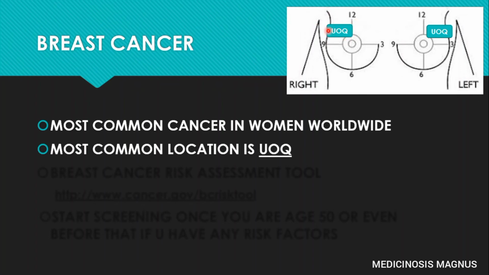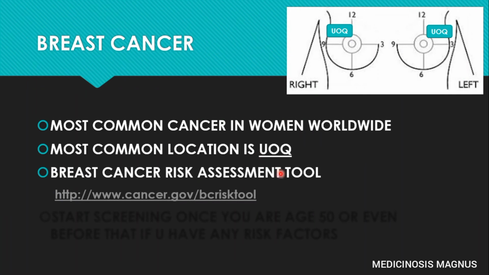Now there is a breast cancer risk assessment tool. Here is the website for it. If you want to check if you have breast cancer, or what are the possibilities, or how much percentage you could have breast cancer, you can just go to this website. This website will show you how much percentage that you possibly can have breast cancer. It will just ask about your history, your family history, and a little more details, and it will tell the chances of you having breast cancer. So you can check this.